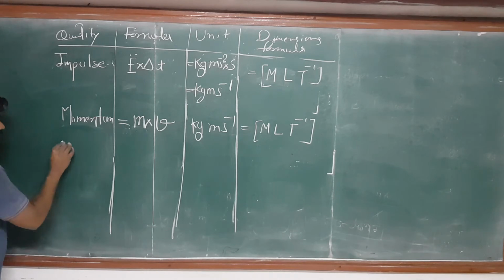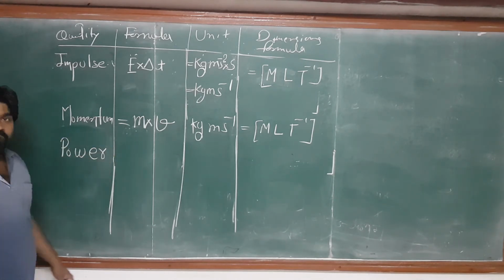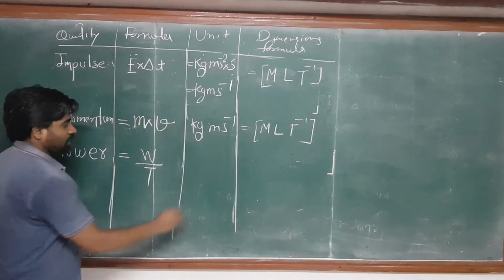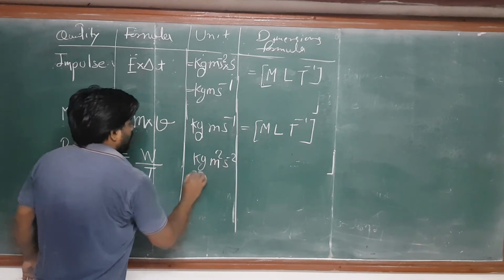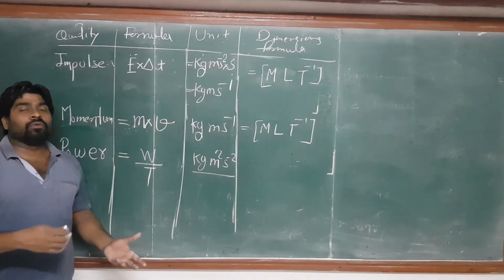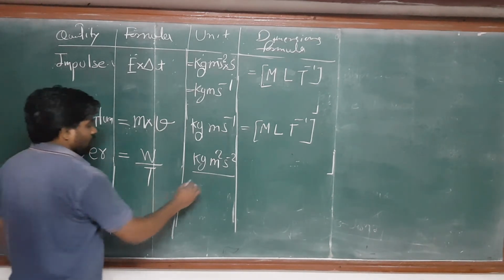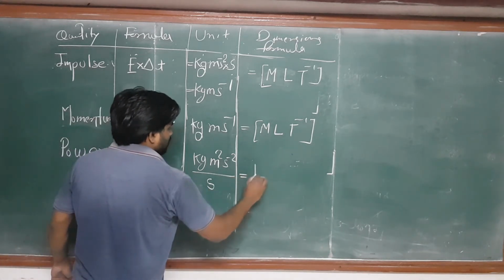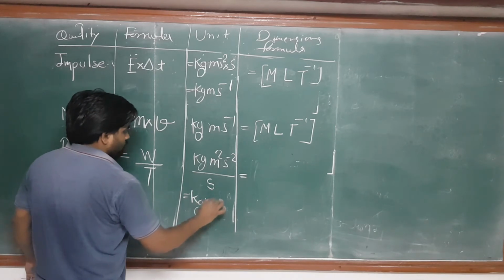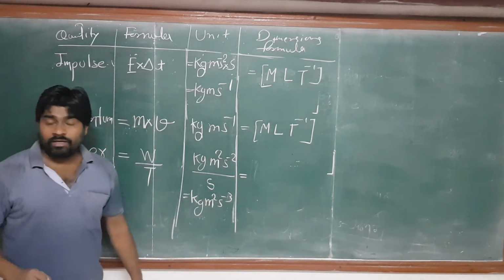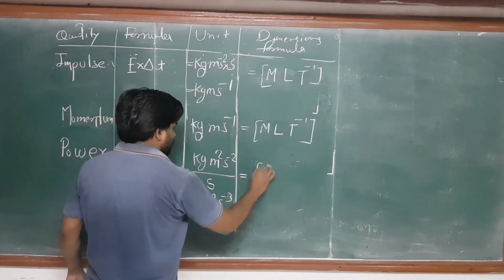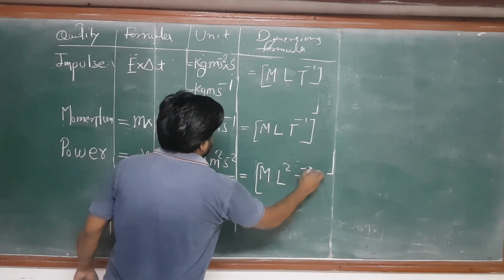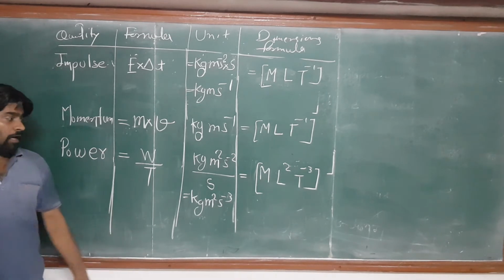Now do the next. Power. So what is the formula of the power? Work done upon time. Yes. And the unit of the work is kilogram meter square second inverse 2. But the time has unit second, and when this second goes up, it becomes kilogram meter square second inverse 3, right? So convert it into the dimension formula. Kilogram has unit m, meter square is called L square, T inverse 3. So this is your dimension formula of the power, right?